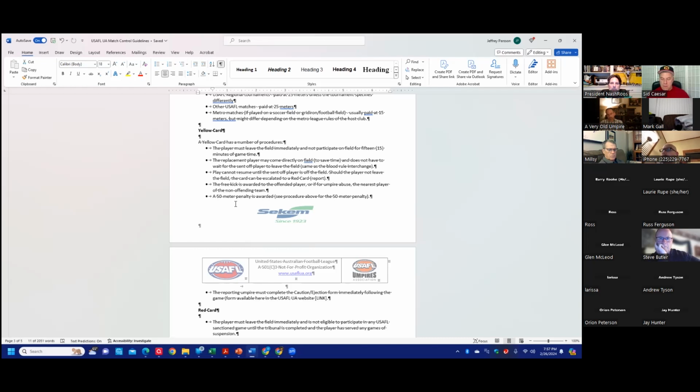And as you see in the note there, if they decide they don't want to leave, just escalate to a red card and make it a report. They didn't do what they were told. Your assistants are coming to your aid. A free kick is awarded for every single yellow card you issue. A yellow card always carries a free kick to the offended player, or for umpire abuse, to the non-offending team. So if some idiot wants to yell at you, blow your whistle, verbal abuse of the umpire, 50-meter penalty. If they've got the ball in their hands, then they're the ones who are going to take the free kick, move it down 50 or 25 or 15, free kick.